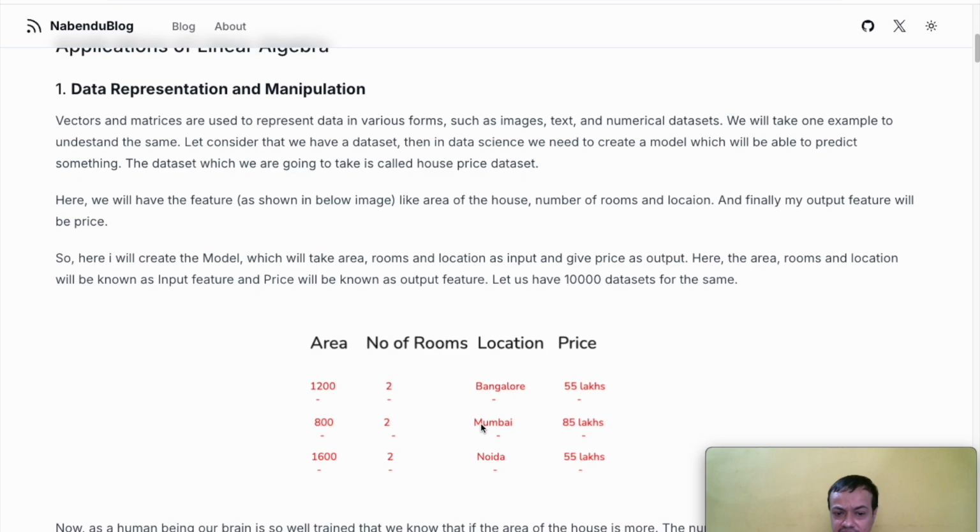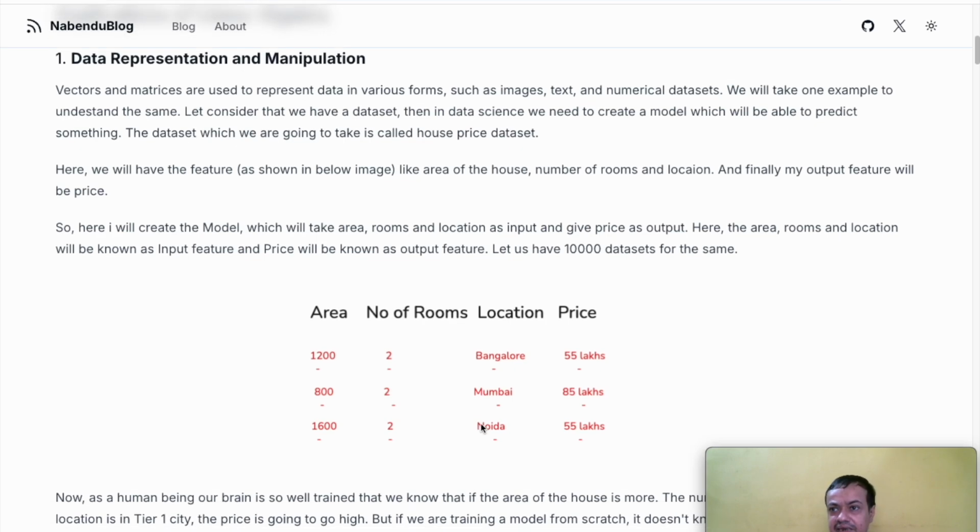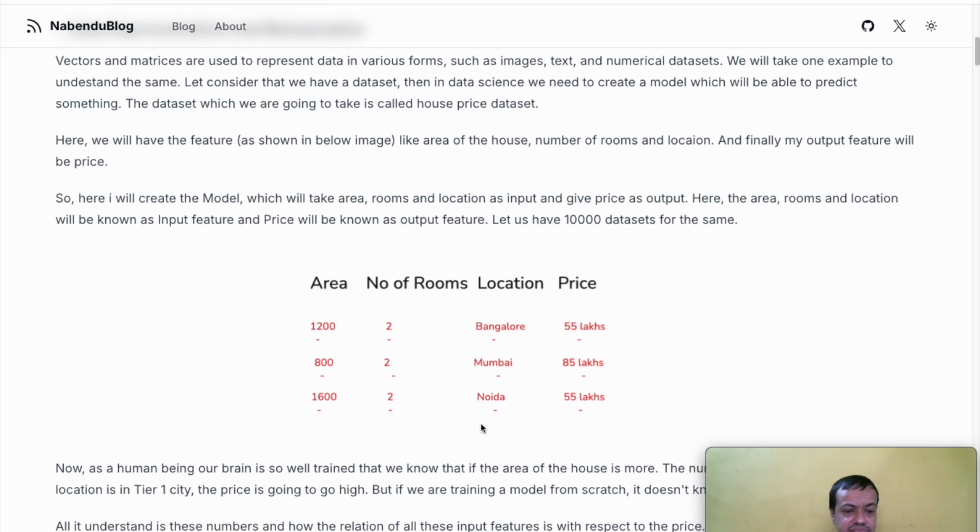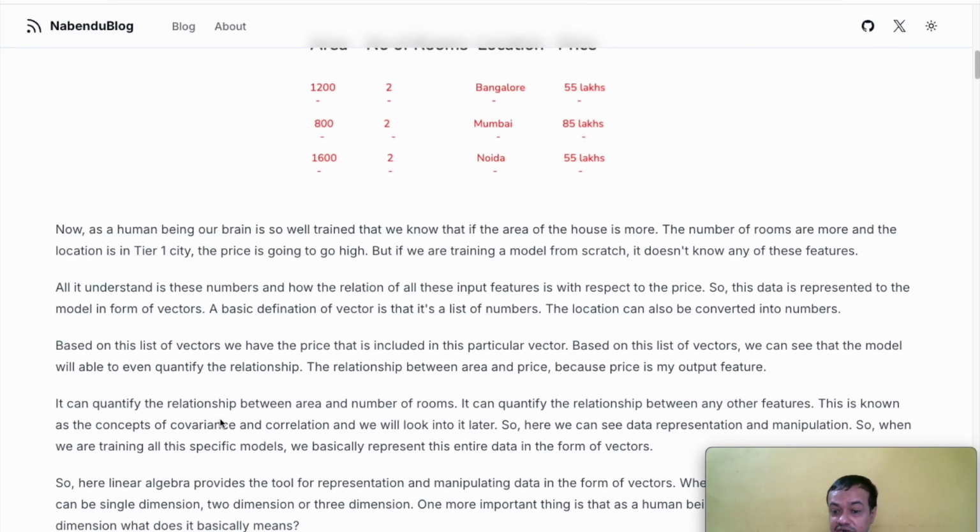Then like Andheri, or South Mumbai, or Lower Parel, and all those things are there. As it is written here, let us have 1000 data points of the same. The input is given, and the output is the thing which we are going to get. That is what data science is all about.